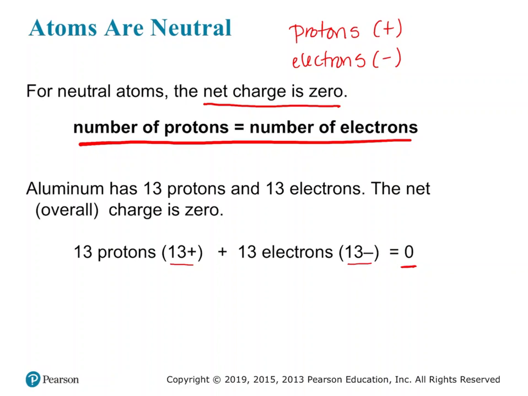Now, later on, we'll learn that you can actually have more electrons than protons or fewer electrons than protons, and that will give an atom a charge. But for now, just assume that atoms are neutral. So the number of protons equals the number of electrons.